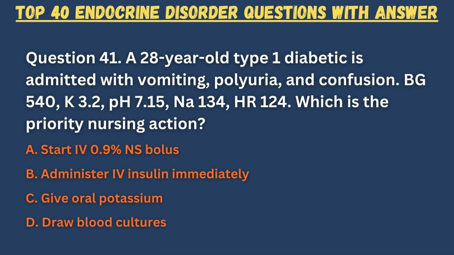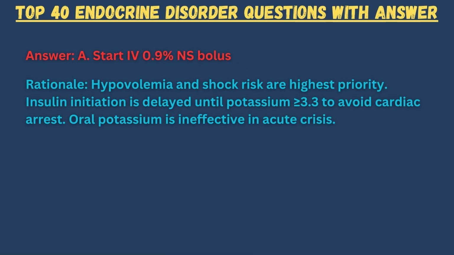Question 41. A 28-year-old type 1 diabetic is admitted with vomiting, polyuria, and confusion. BG 540, potassium 3.2, pH 7.15, sodium 134, heart rate 124. Which is the priority nursing action? A. Start IV 0.9% NS bolus. B. Administer IV insulin immediately. C. Give oral potassium. D. Draw blood cultures.